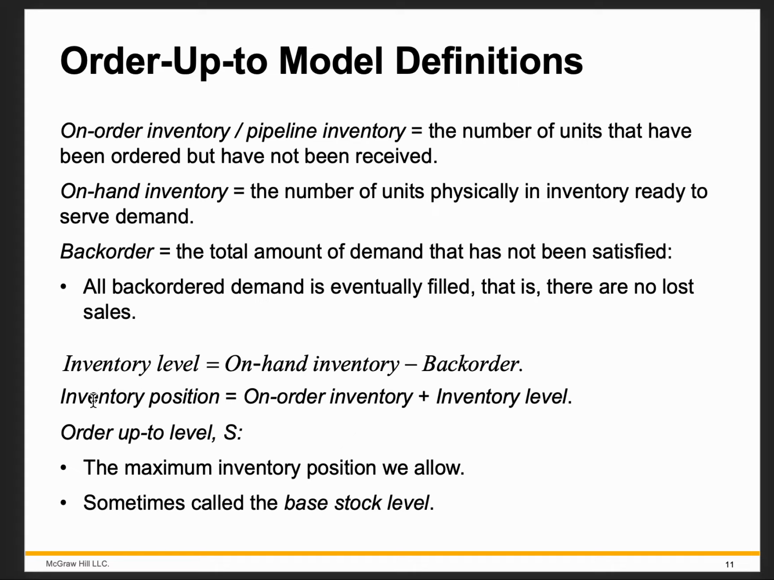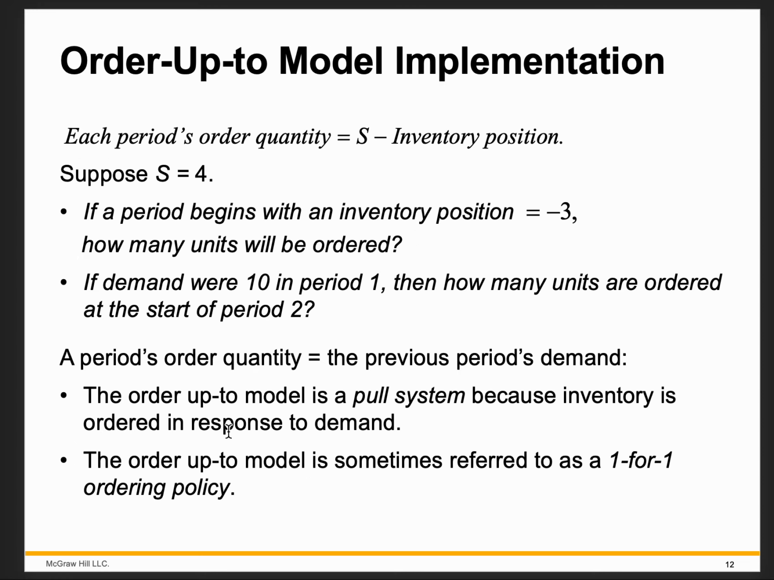So these are the important definitions: on-order inventory, on-hand inventory, inventory level, inventory position, and back orders. These are the 5 things that you have to keep track of when you're doing the order up to model. And of course, a big S, this is called the order up to level or the base stock level. The base stock level is S, the maximum inventory position that is allowed to you, and it is the inventory position that you come up to every time period, right?